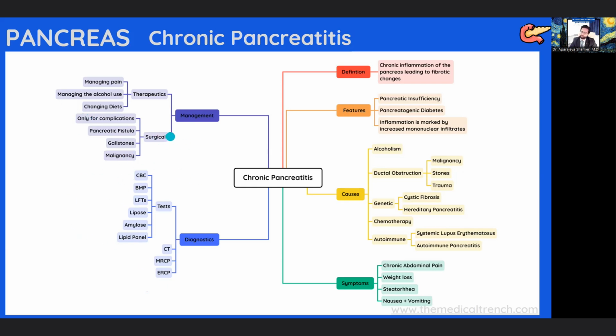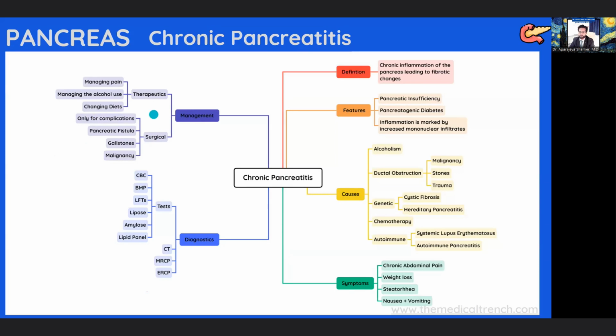And the thing is that you do surgical management only if there are complications. So, for example, if the pancreatitis is causing gallstone, like it's causing bile duct obstruction, for example, right? Sometimes there can be pancreatic rupture, there can be pancreatic fibrosis, there can be pancreatic cysts that are secondary to pancreatitis.